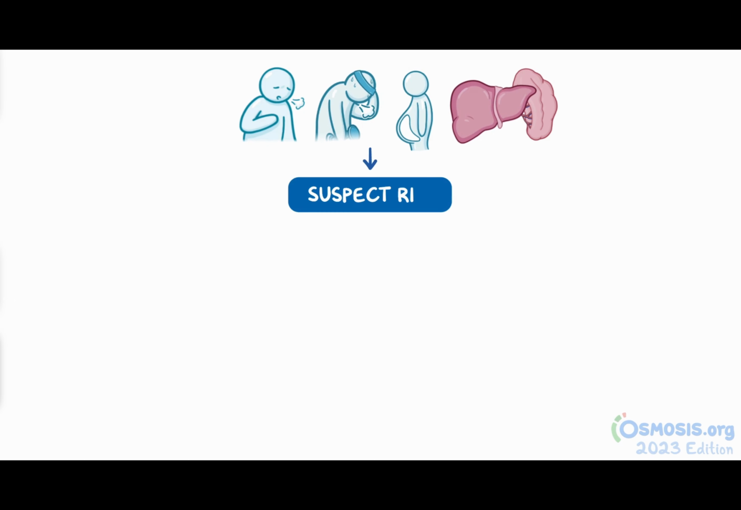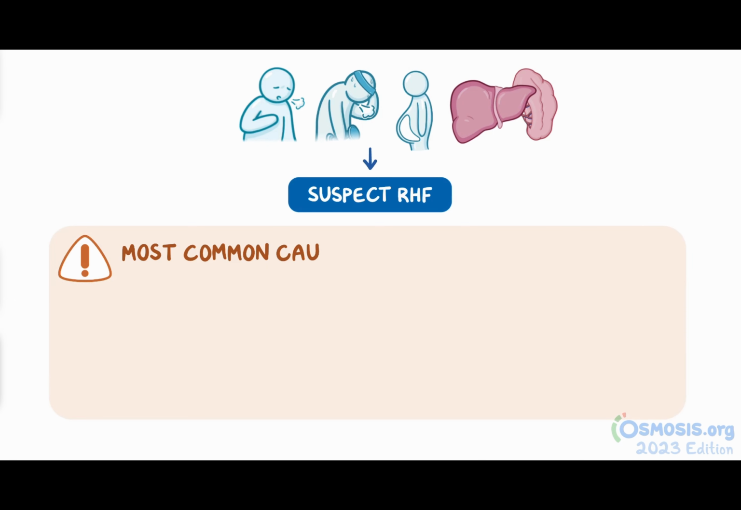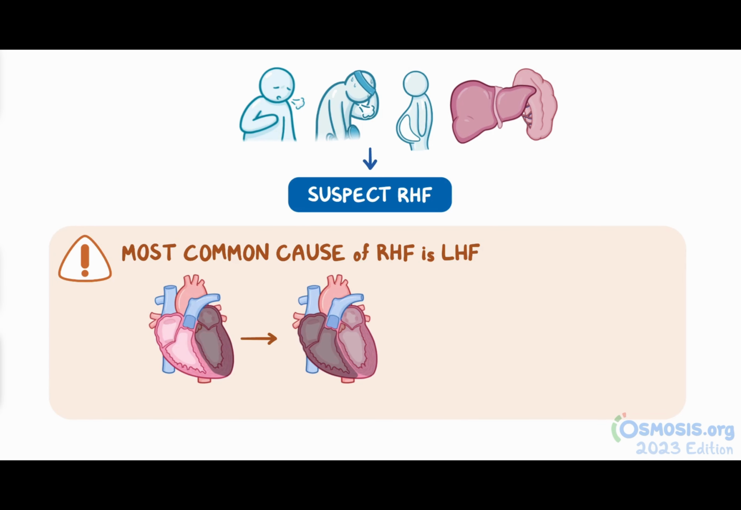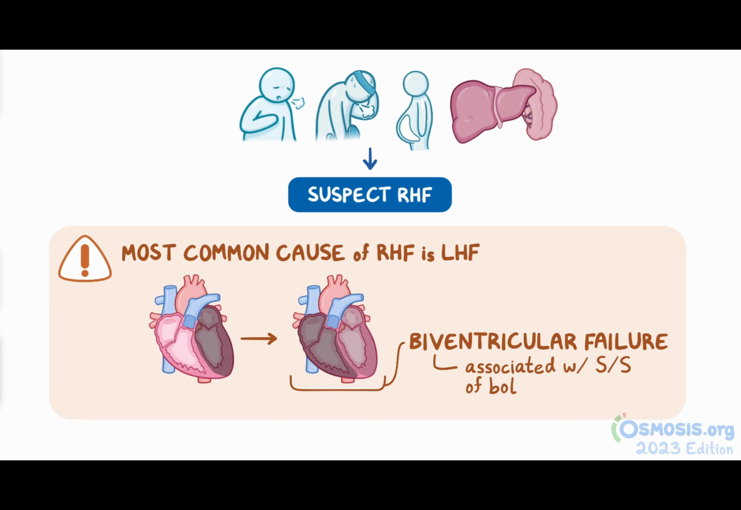Now, here's a high-yield fact. The most common cause of RHF is LHF. When both sides of the heart are affected, it's called biventricular failure, which is associated with signs and symptoms of both types.